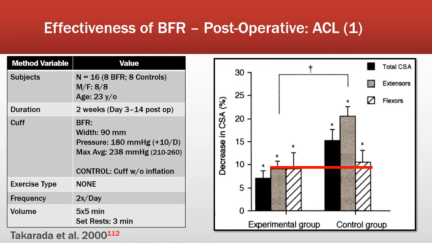So only a 9% decrease, right? It still sucks, but it's better than the 22% or the 20 to 30% that is expected. And keep in mind that they did not do any exercise different than the control. It was simply occluding their blood. And so there's a 120% difference there between the occluded and the non-occluded.